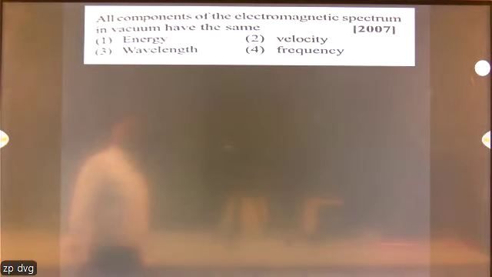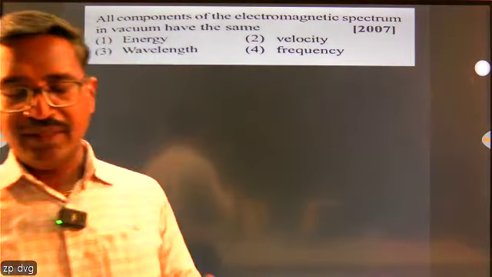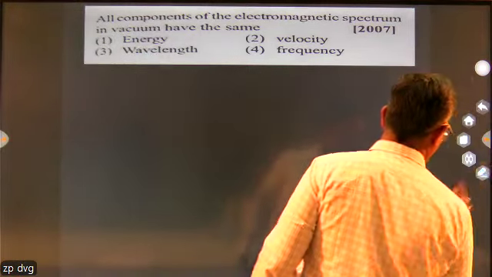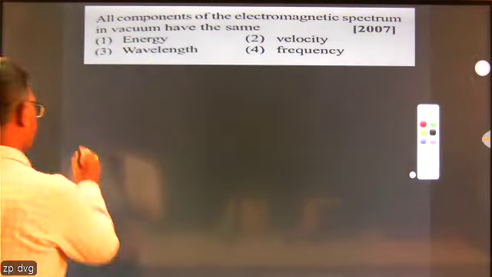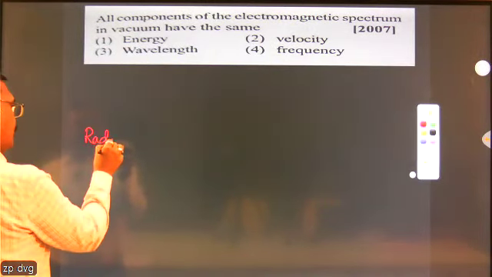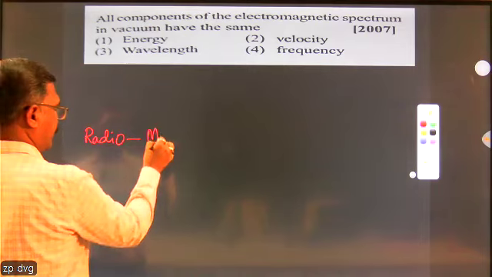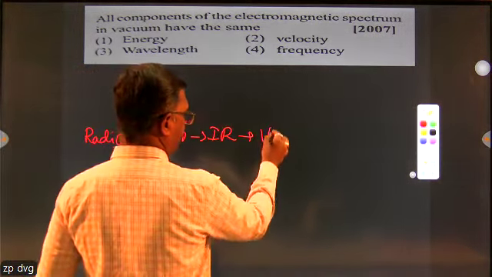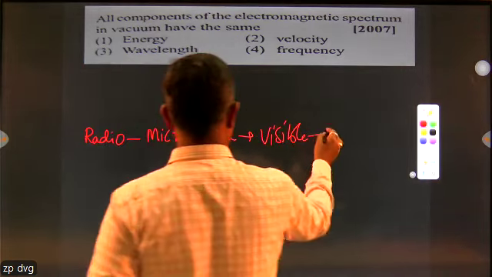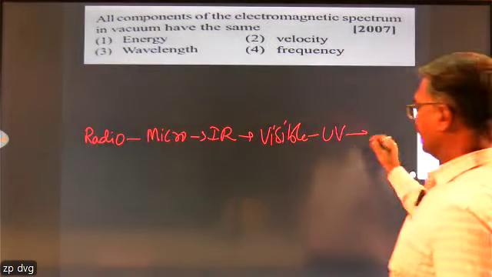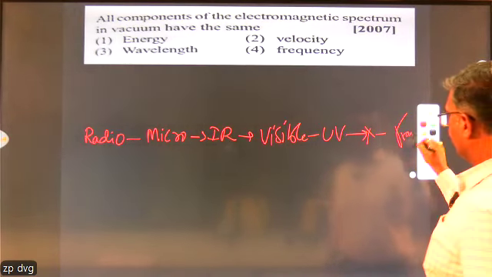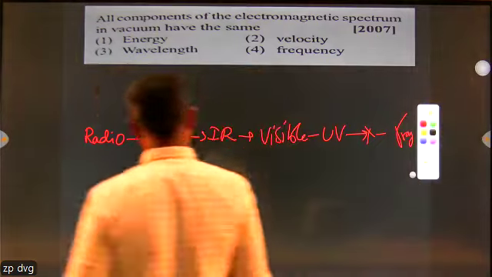All components of the electromagnetic spectrum in vacuum have the same electromagnetic wave speed. You know that in the electromagnetic spectrum you have a long range, from radio waves, microwaves, infrared waves, next to visible light, then ultraviolet. Then up to X-rays and finally gamma rays. So it is the long wavelength range of electromagnetic waves.